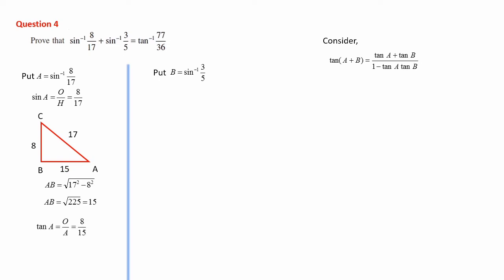Then from here we can calculate the tan A value, because we need tan A for substitution. So the tan A angle is here. With respect to angle A, O is 8 and A is 15. So by the O by A formula, when we substitute, tan A will be 8 by 15.